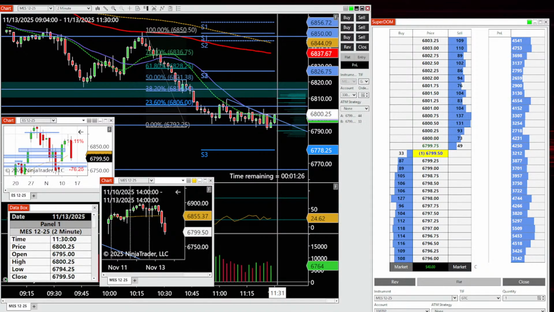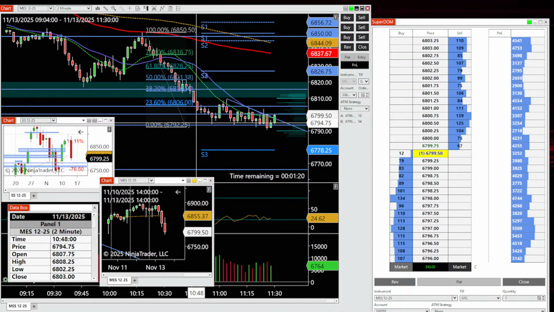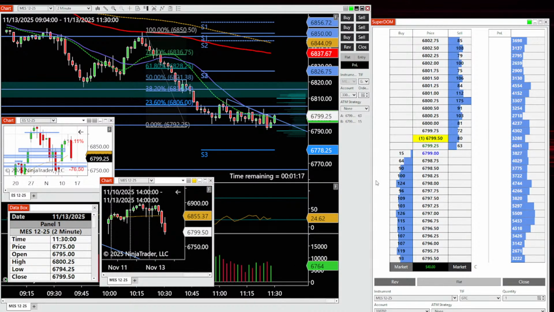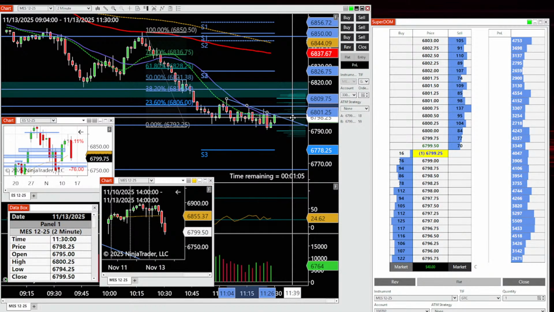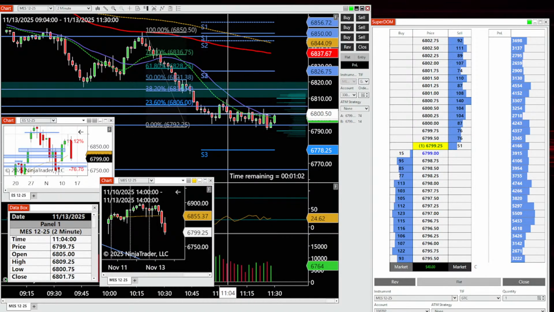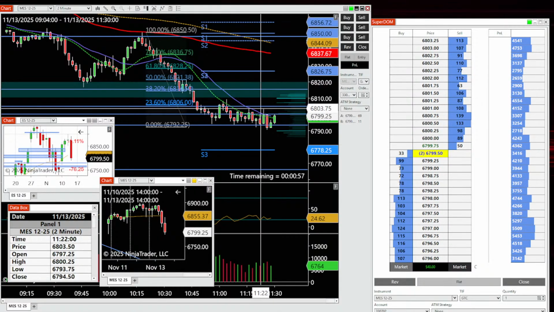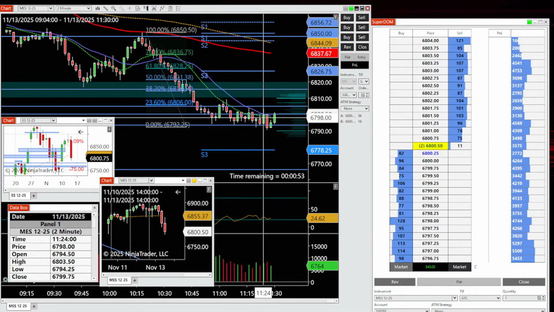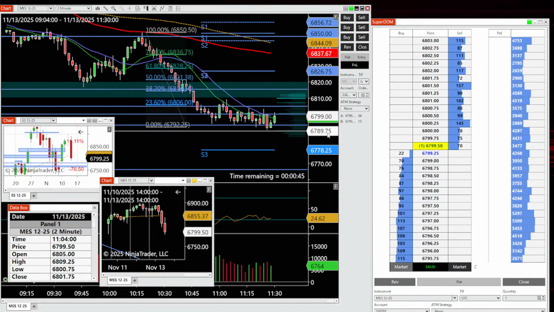Back at 68. Barcode. Green, red, green. Still not convinced because we haven't made any higher highs. We made a higher low, higher low, higher low, and lower high. Well, we made lower lows. Haven't made any higher highs. 03, 04, 09.